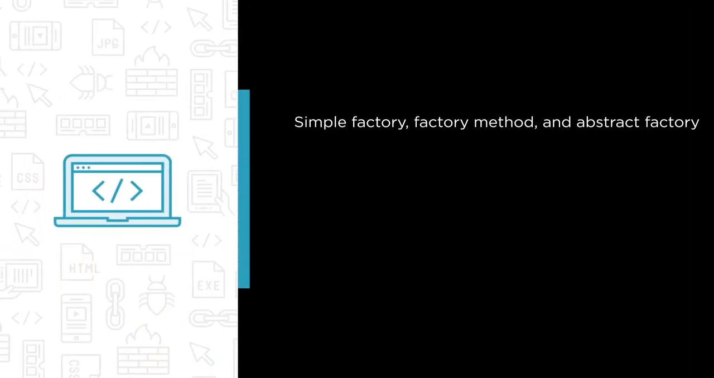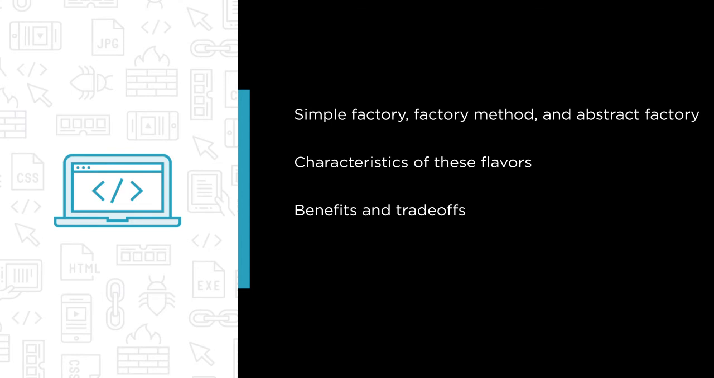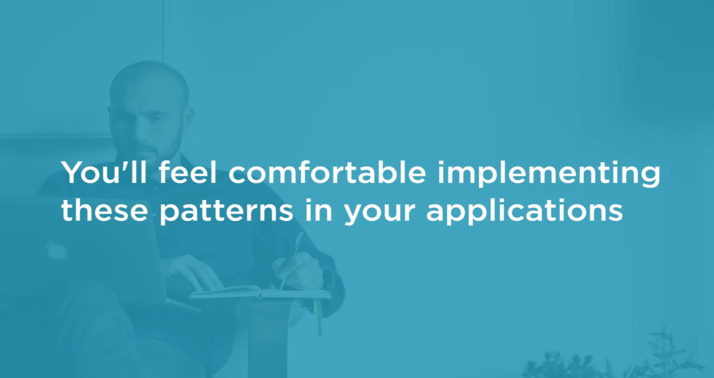This includes learning about simple factory, factory method pattern, as well as abstract factory pattern, how to identify the characteristics of these flavors, understanding the benefits and trade-offs when using these patterns, as well as how to implement them in new and existing solutions. By the end of this course, you will feel comfortable with implementing the simple factory, factory method pattern, and the abstract factory pattern in your applications. This will allow you to build extensible, more maintainable, and testable applications.